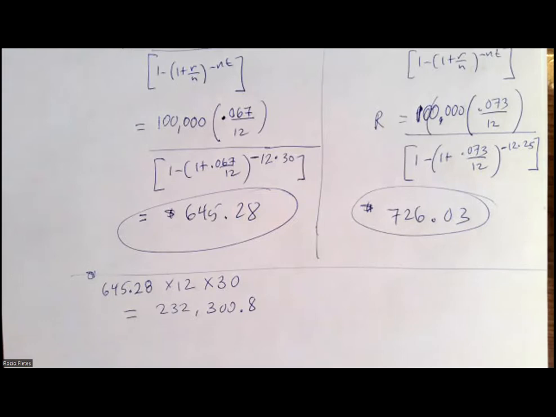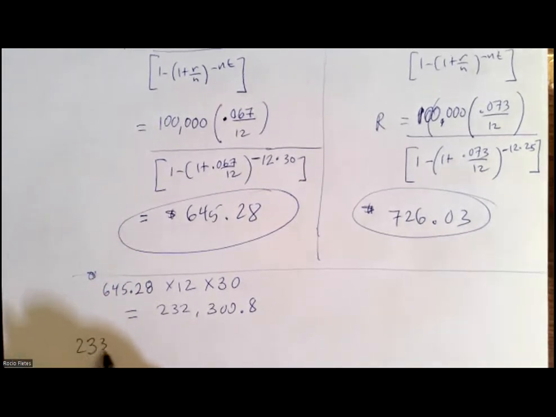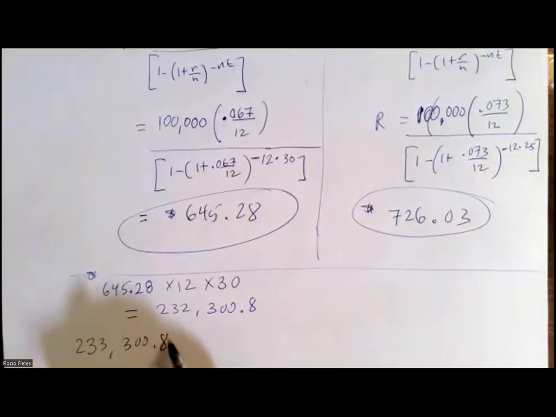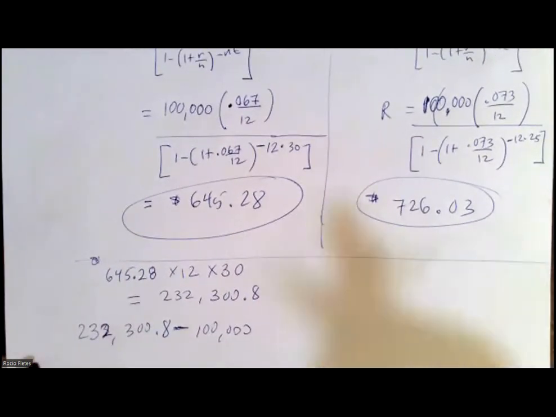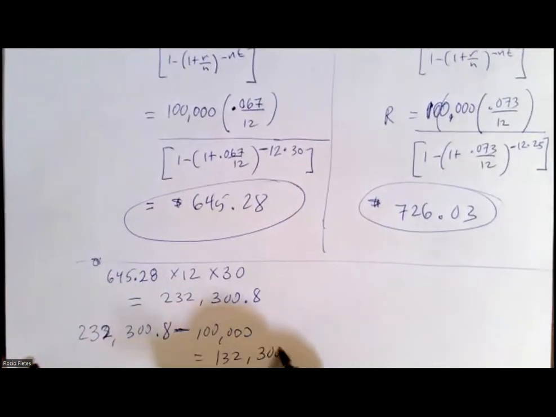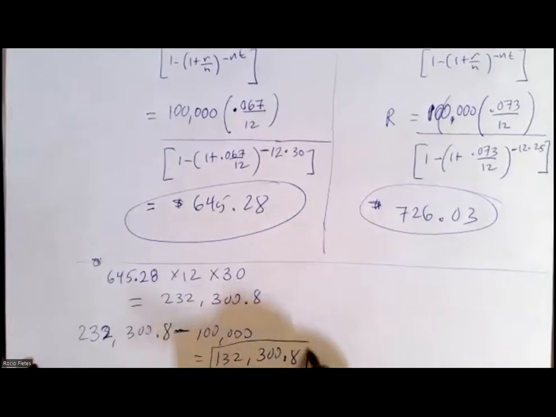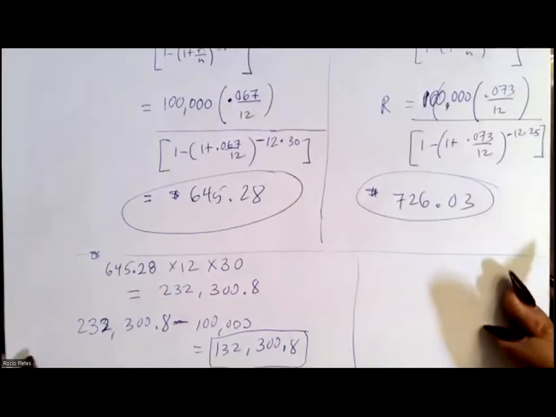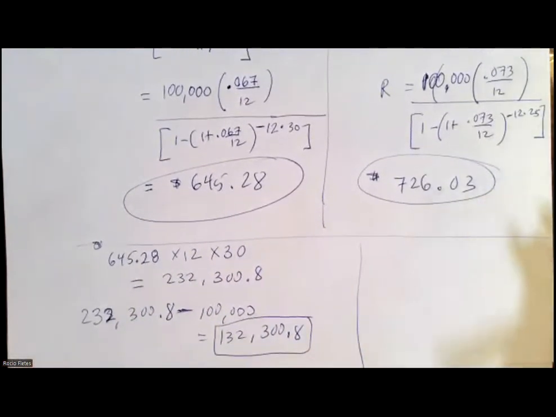But if you want to figure out the total interest, you need to subtract the principal. So 232,300.8 minus the principal of 100,000 is going to give me just interest: 132,300.8. This is the total amount of interest for the first one.